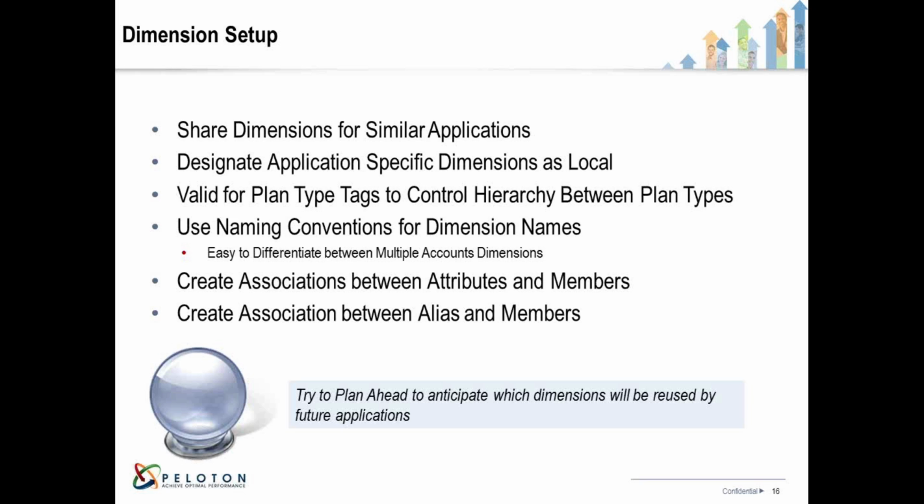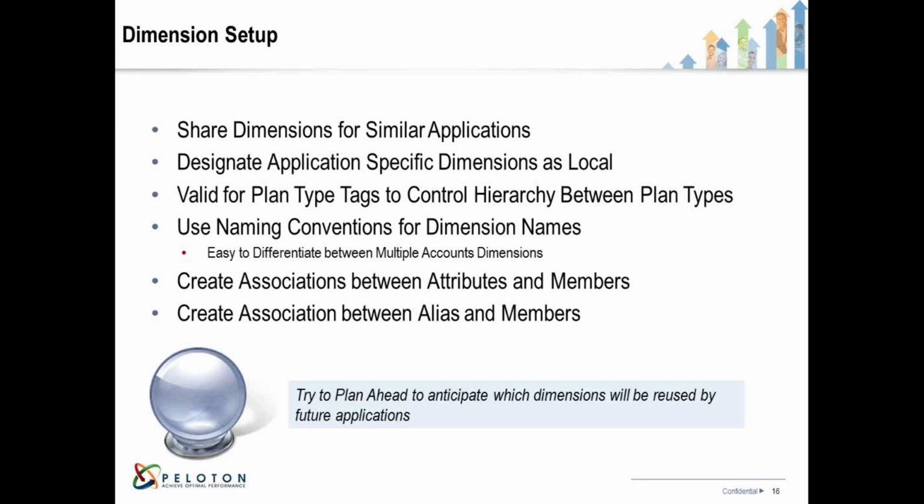And in the event that you are using multiple hierarchies of the same dimension type, so if you have two account dimensions, it can be helpful to use naming conventions to distinguish which one it is, so that if you have one dimension that's called account 1 and the other one that's called account 2, you don't have to worry about, well, which one am I using. If you use a naming convention, you can easily distinguish between which is which.